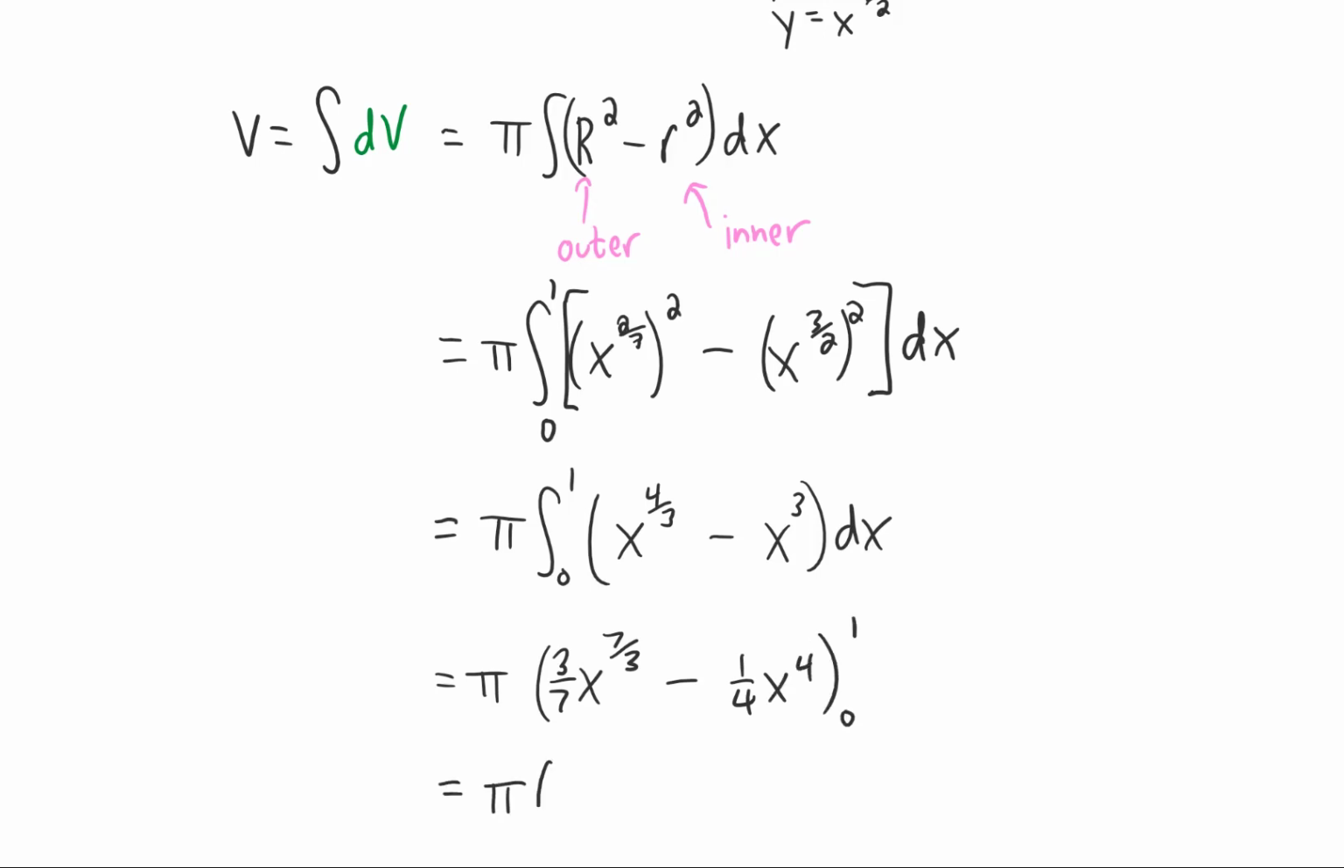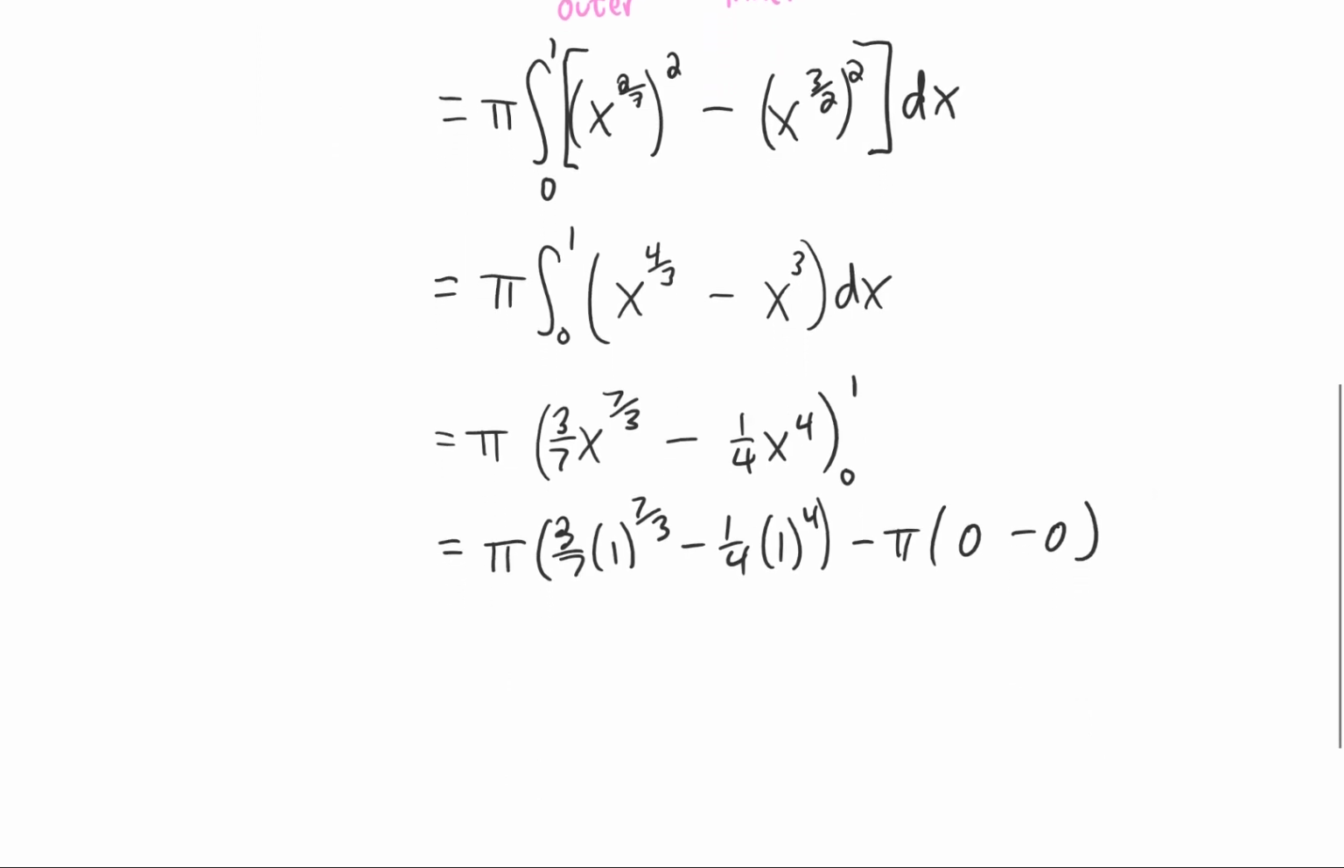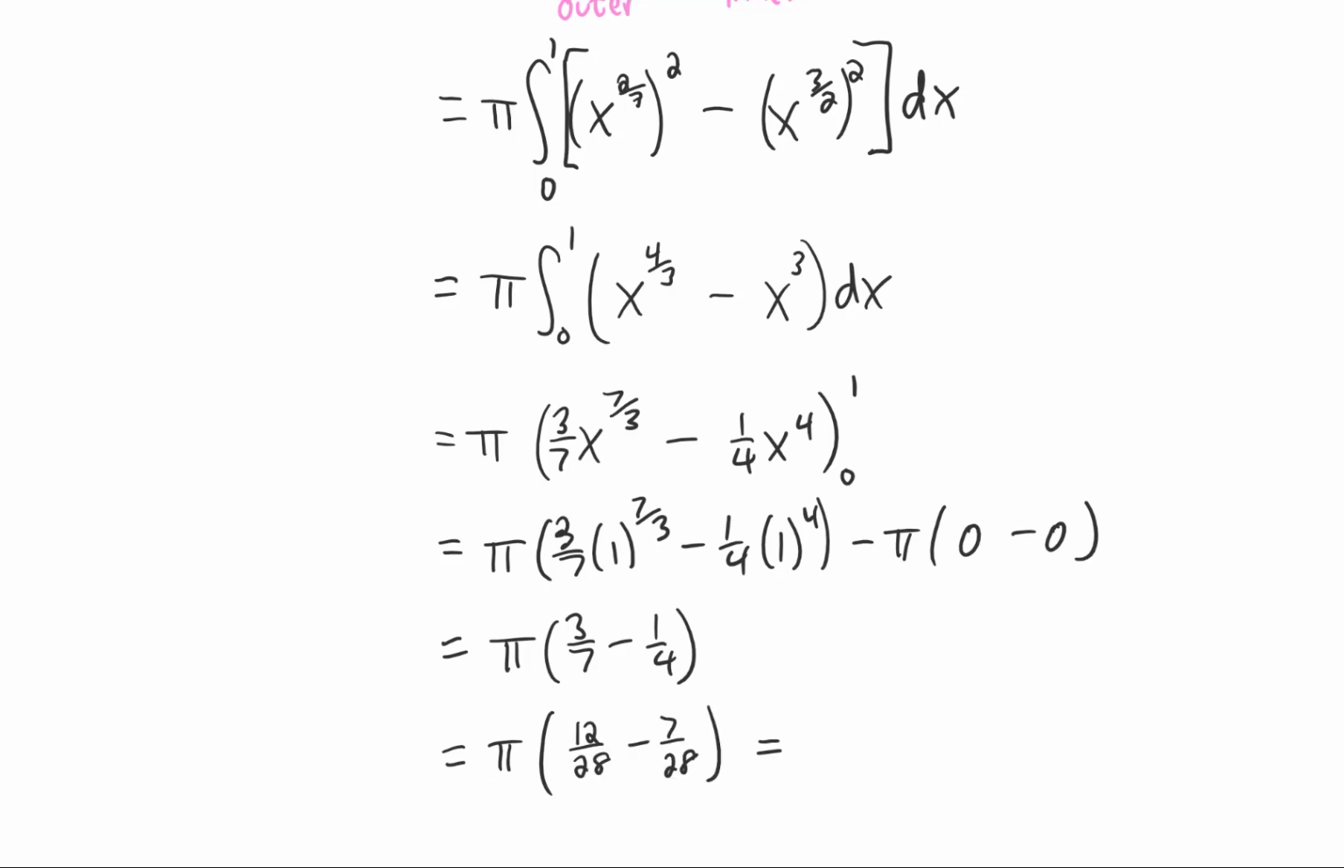Plugging in our upper limit and lower limit of integration gives us something that's fairly simple to simplify. 1 to any power is just 1. 0 to any power is just 0. And we can simplify 3/7 minus 1/4 by hand. I'm getting a final answer of 5/28 pi.